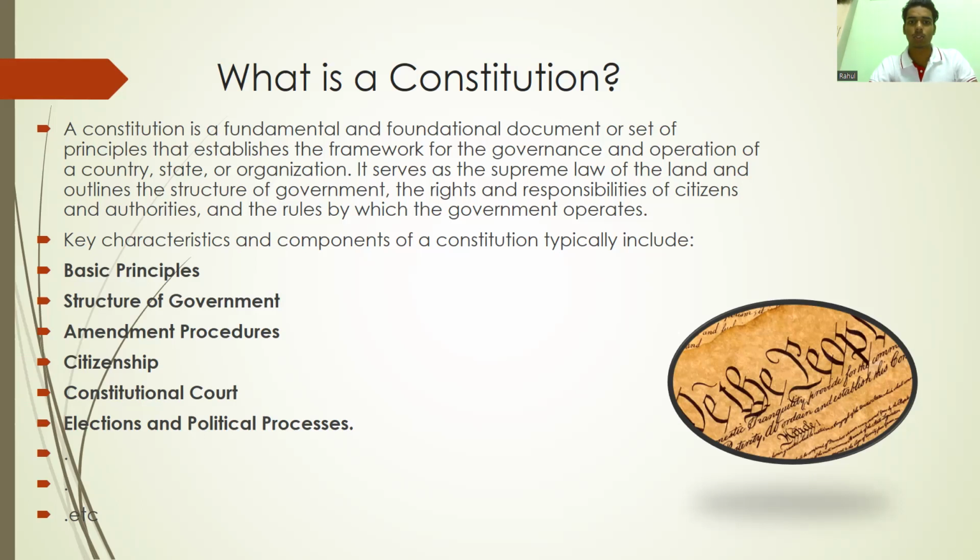Key characteristics and components of a constitution typically include the basic principles, structure of the government, amendment procedures, citizenship, constitutional code, elections and political process, and lots more.